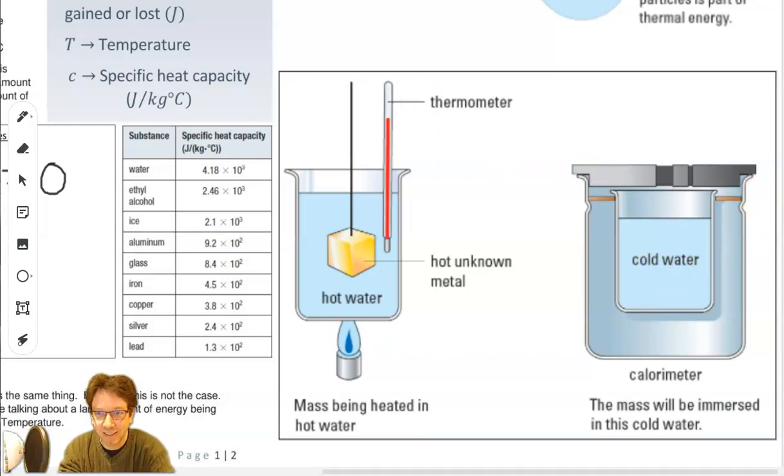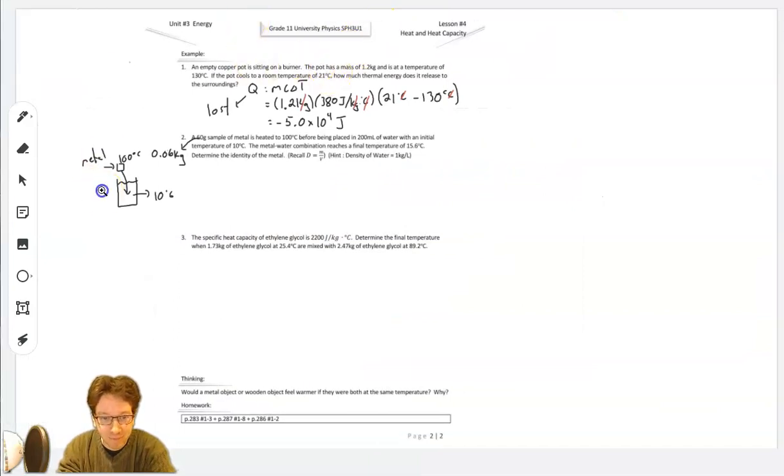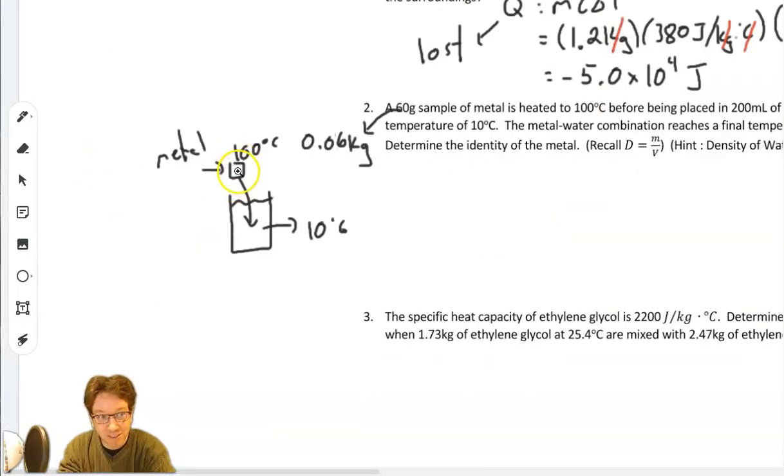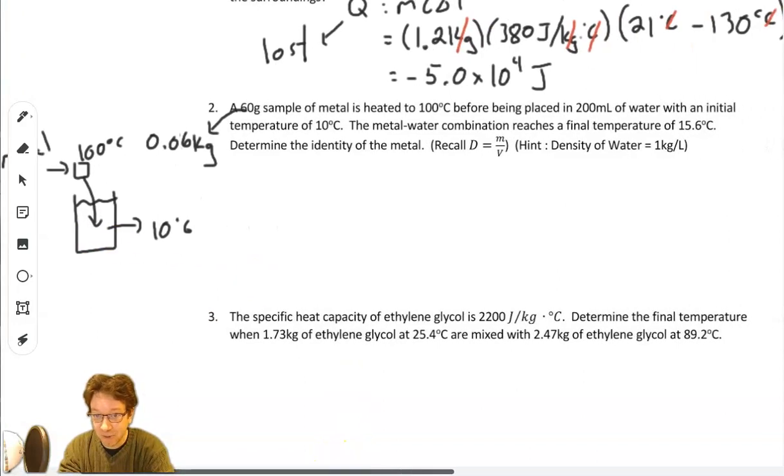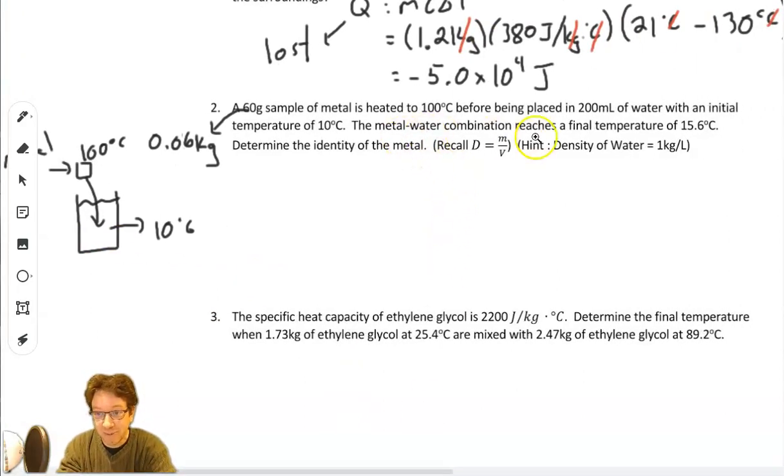So what's going to happen is, over time, the metal is going to lose energy and the water is going to gain energy until they reach some thermal equilibrium, at which point the water and metal will be at the same temperature. Now this question says what we're going to do is, once they reach a final temperature of 15.6 degrees, identify the metal. So remember, specific heat capacity is a characteristic physical property, meaning we can use it to identify what that metal is.